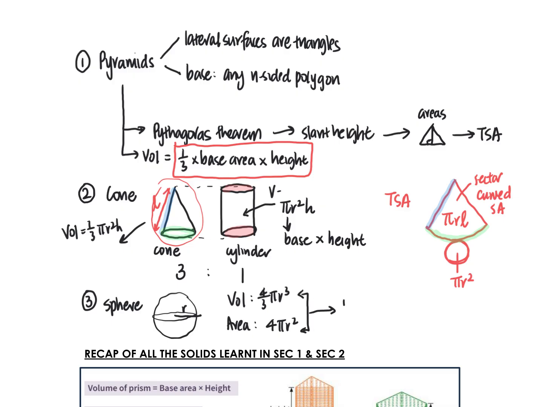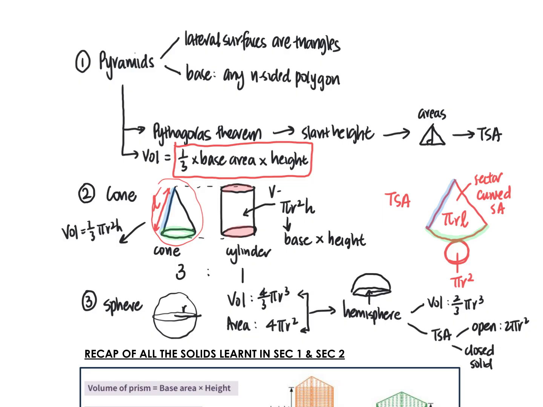But if I move on to hemisphere, that means if I chop it up into half its original, then the volume will be 2/3 pi r cube. The total surface area depends on whether it's open or whether it's a solid. If it's open, the top part is not there. So if it's not there, it's just 2 pi r square. But if it's closed, or if it's a solid, I need to add the circle at the bottom. So it is 3 pi r square. So just take note of the difference.